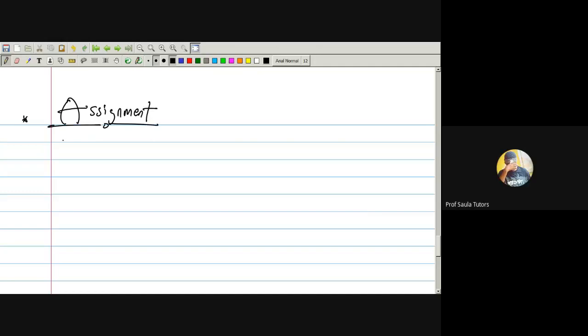So you have to solve this using Laplace transform: y prime minus 5y equals exponential 5x. They gave you y of 0 equals 0. Solve using Laplace transform. Can you still hear me? Okay, I was just confirming. That's the assignment.